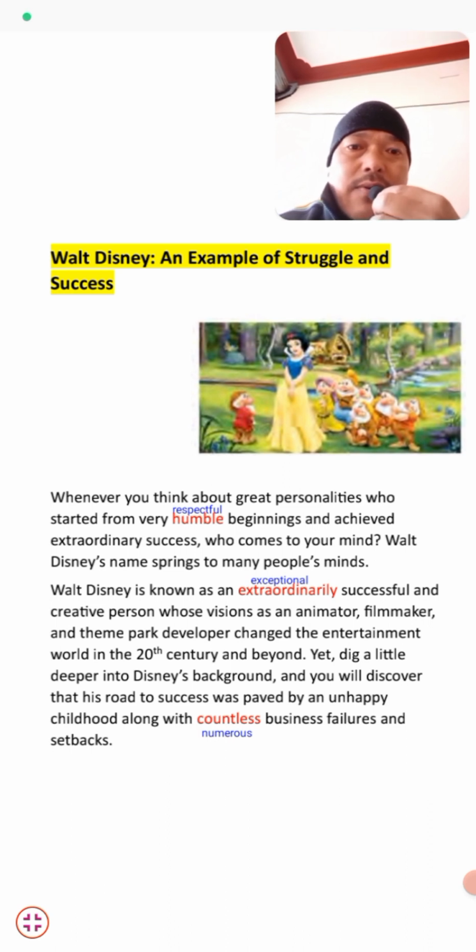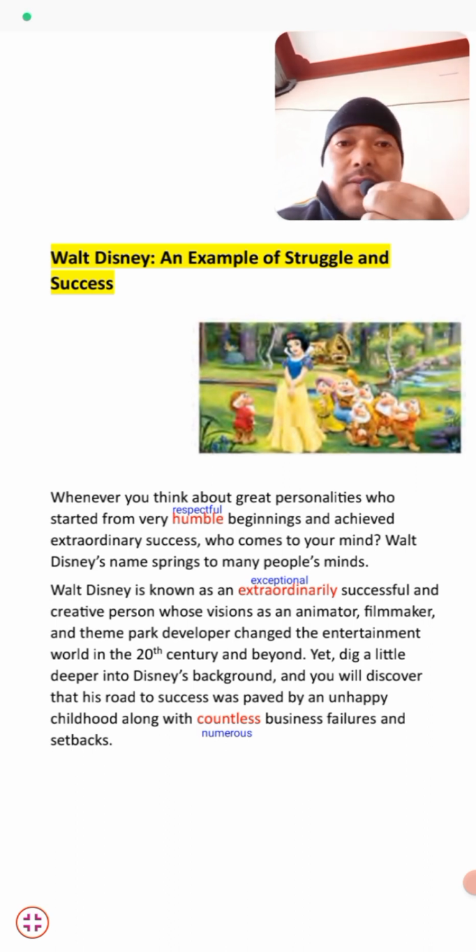Whenever you think about great personalities who started from very humble beginnings and achieved extraordinary success, who comes to your mind? Walt Disney's name springs to many people's minds. Students, here is a question for you. If you think about a person who started his journey from zero and later achieved great success, the first name that comes to your mind is Walt Disney. So this is what we talked about in the first paragraph.